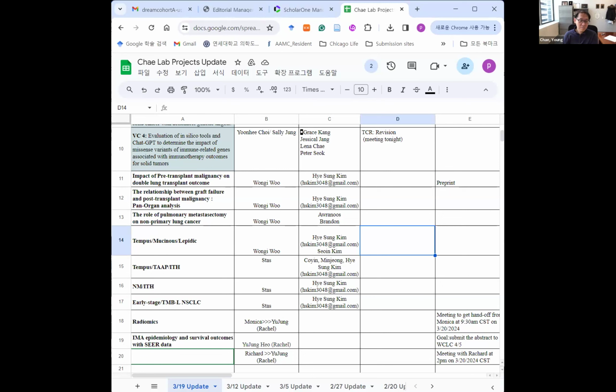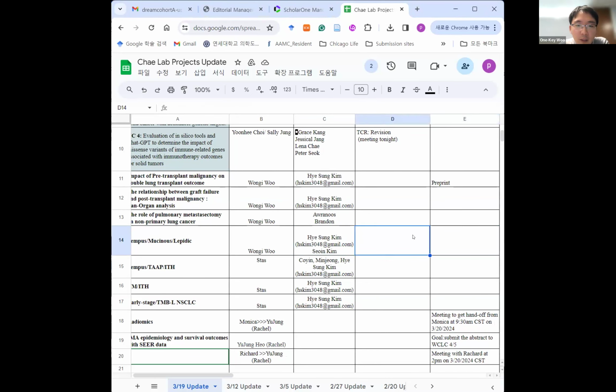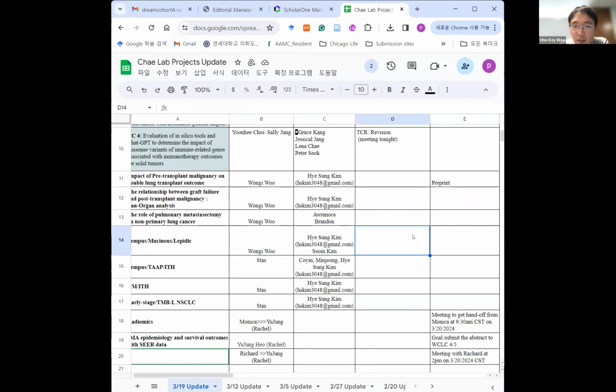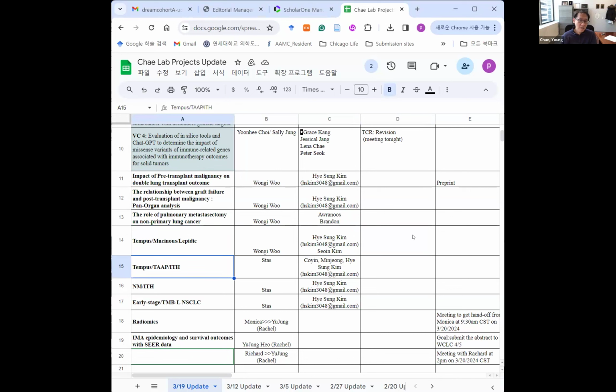But this is just IMA versus non-IMA. What is the difference, right? Yeah. So I will proceed with this with Sign Kim, and we will finish writing the manuscript, I think, within 3 weeks. Okay. That's my goal. And for metastasectomy, I think Aranus and Brandon have done their part. As you recommended, I will just proceed on writing the manuscript. I structured it. I will finish in 2 weeks, and I will share that.